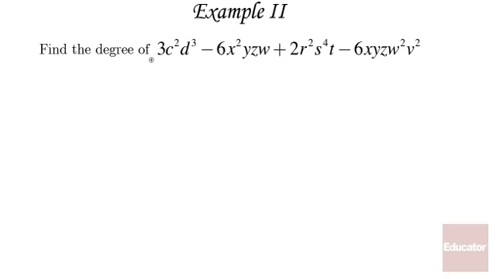Next, I'm asked to find the degree of this polynomial. Remember that the rule for finding the degree of a polynomial is to find the largest exponent for one of the variables. So what is the largest degree of one of the variables? I look through and check all my exponents, and I see that the largest one I have here is s to the 4th. Therefore, the degree for this polynomial is 4, because s to the 4th is my variable with the largest exponent.